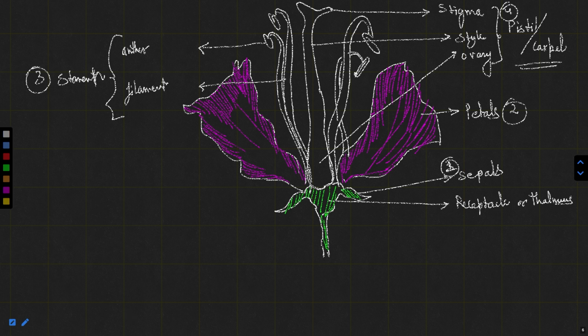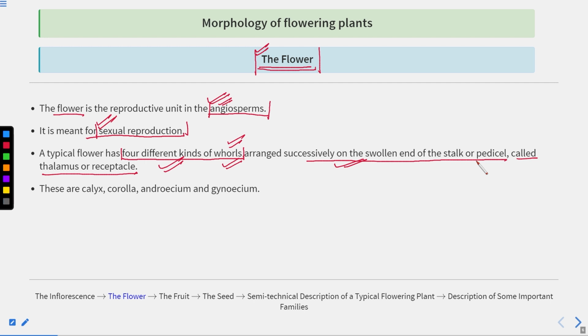So, moving back to this, a typical flower has four different kinds of whorls. With the help of the diagram, I have shown you the four different kinds of whorls arranged successively on the swollen end of the stalk or pedicel, and that is called the thalamus or the receptacle. Now these are called calyx, corolla, androecium, and gynoecium. Sepals, unitedly all the sepals, are called calyx. Petals, all the petals, unitedly are called corolla.